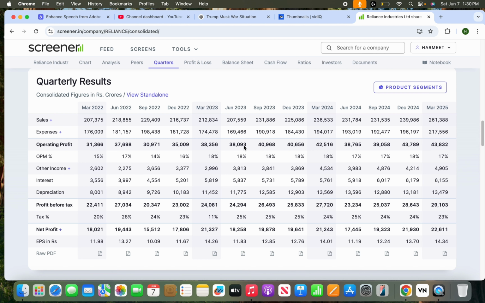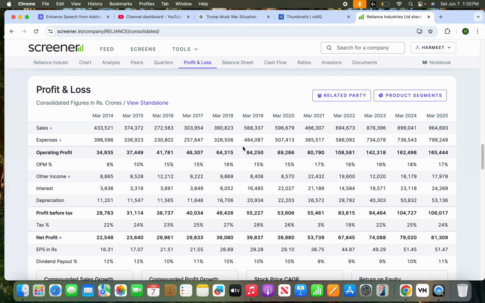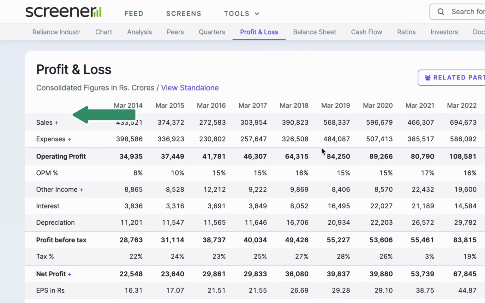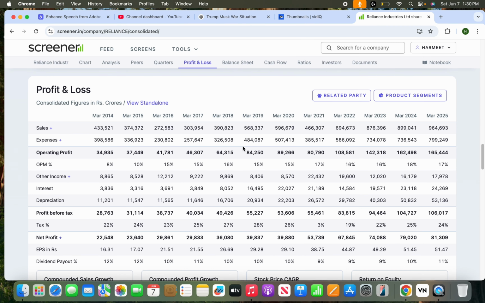Below quarterly results, we have the profit and loss statement, which gives you the annual financial performance. This is crucial for understanding long term trends. Again, focus on the first one, which is sales. Look for consistent and significant sales growth over many years.